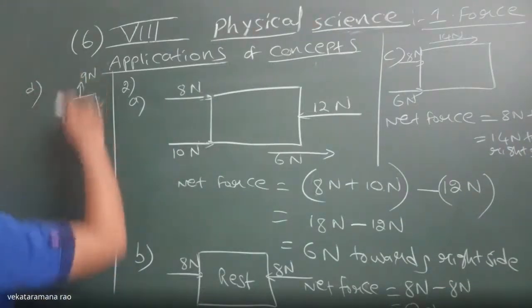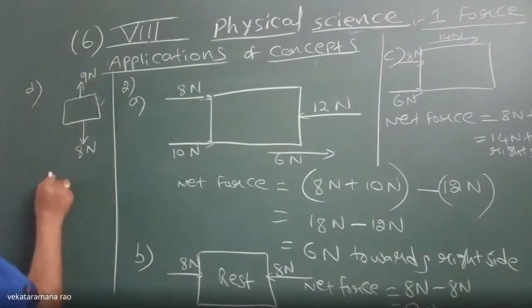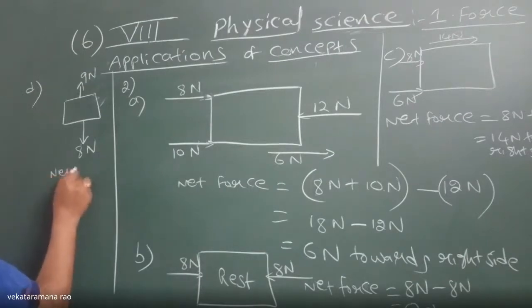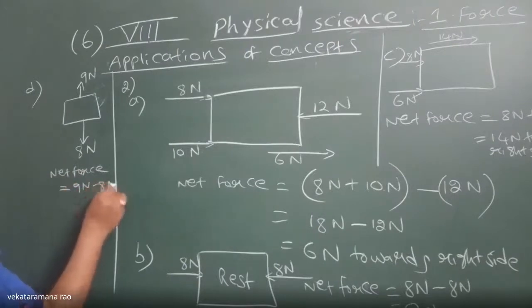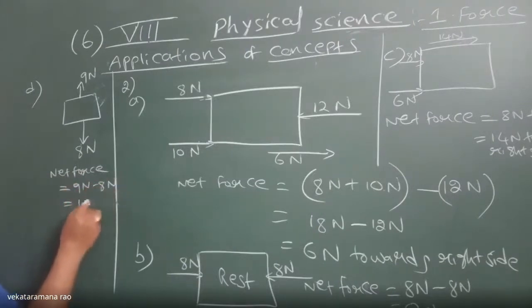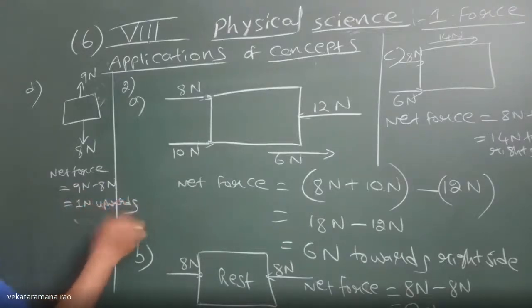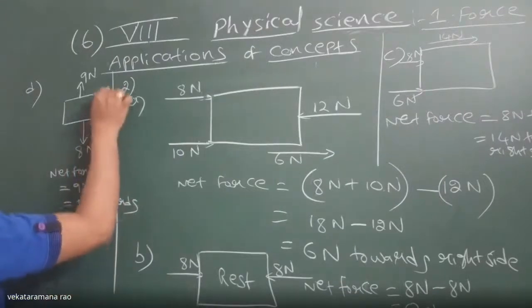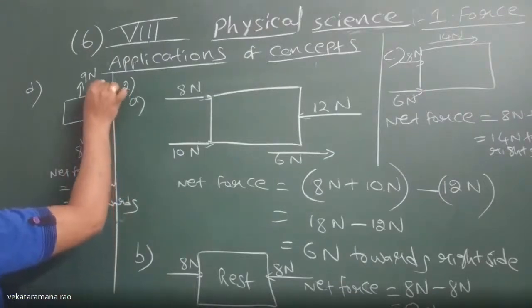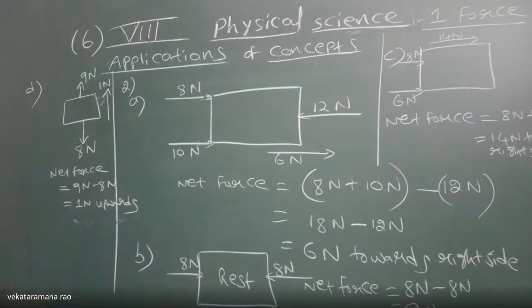Since both the forces are opposite in direction, the net force is equal to 9 newtons minus 8 newtons. That is 1 newton upwards. With 1 newton force upwards it will move. So the block will move upwards with 1 newton along the y-axis.